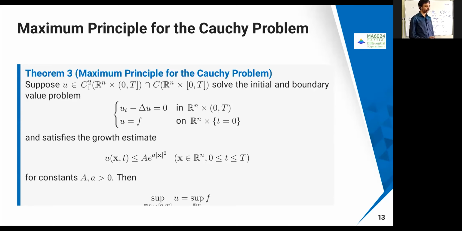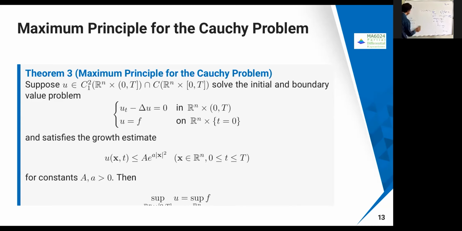So here what we are trying to do is this: suppose u belongs to C^{2,1} of R^n cross (0, T) that solves the initial and boundary value problem and satisfies the growth estimate. There is another condition. Then it is going to say the same kind of thing, about the supremum of u. I don't know whether you are able to see it, but the supremum denominator seems missing; at least I could not see it.